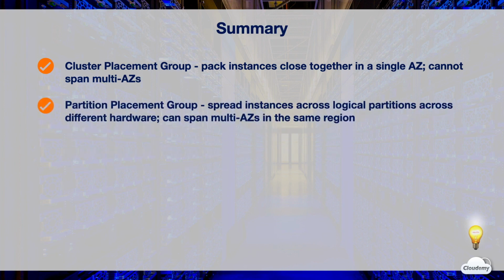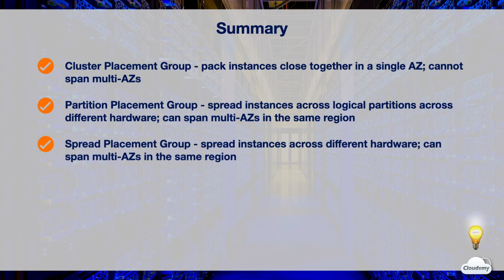A partition placement group spreads your instances across logical partitions, so that groups of instances in one partition do not share the underlying hardware with groups of instances in different partitions. It's typically used by large distributed workloads, such as Hadoop, Cassandra, and Kafka. A partition placement group can have partitions in multiple availability zones in the same region. A spread placement group strictly spreads your instances across different hardware to reduce correlated failures. A spread placement group can span multiple availability zones in the same region.